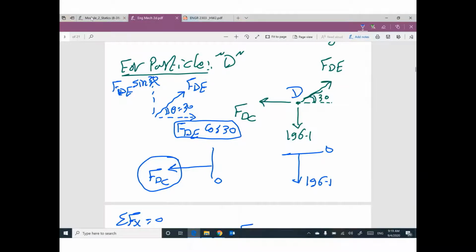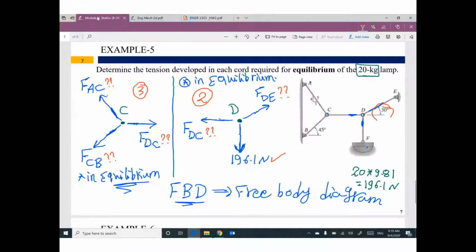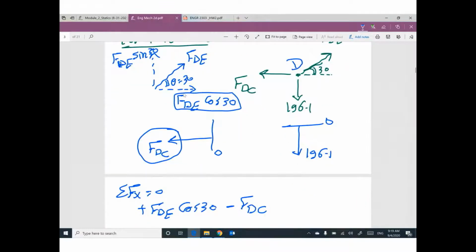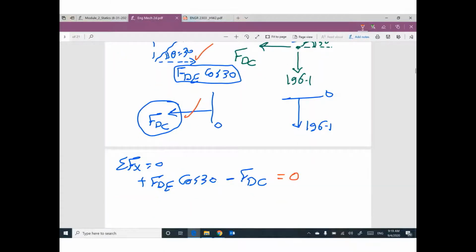Go back to the original problem. Once you did your free body diagram for joint D, here you go, and the free body diagram for joint C, here you go. Both of them are different. We have 2 problems right now. So I'm talking about this side, which is particle D. So we have horizontal component, this one, and this one. That's it, equals 0. I think we have 2 unknowns, FDE, FDC. I cannot do anything. This is problem number 1.